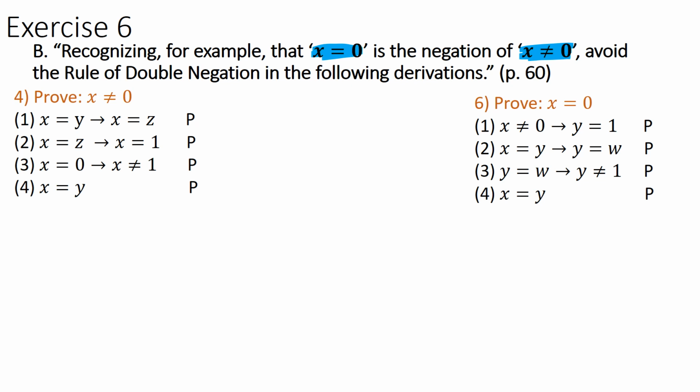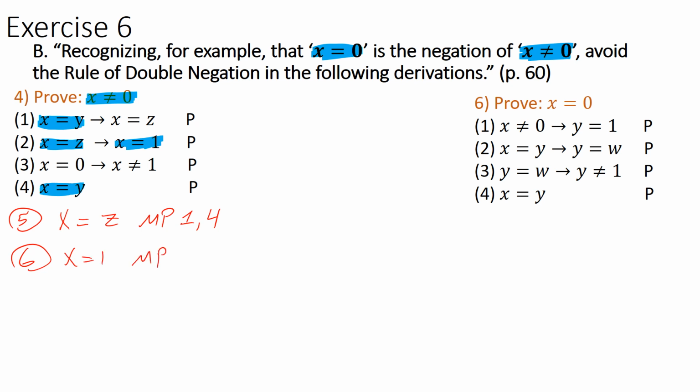Number 4, we want to prove that x is not equal to 0. We're given 4 premises. Sentence 4, we have x is equal to y. That's an absolute declarative sentence, and it appears in the antecedent to a conditional, so we can affirm that because of sentence 4. Hence, for sentence 5, we can say that x does equal z by modus ponens with sentences 1 and 4. Now that we have x equals z, we could affirm this antecedent to get that consequent. So for line 6, we'll say x is equal to 1 by modus ponens, lines 2 and 5.